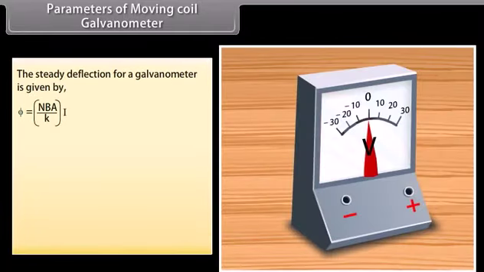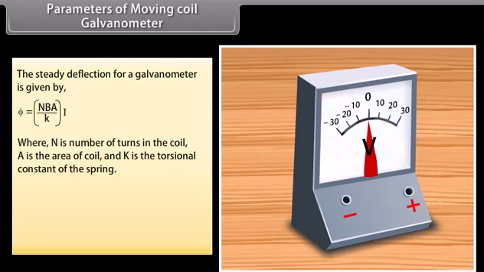Parameters of moving coil galvanometer. The steady deflection for a galvanometer is given by NBA upon K multiplied by I, where N is the number of turns in the coil, A is the area of coil, and K is the torsional constant of the spring.